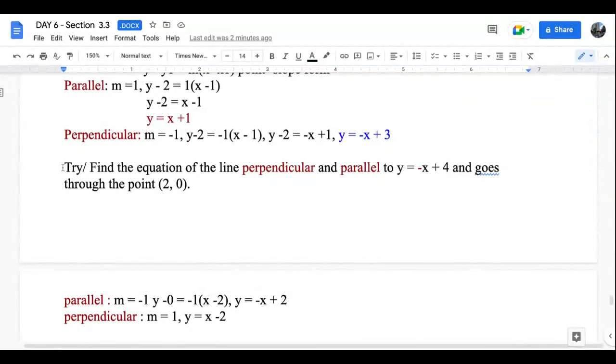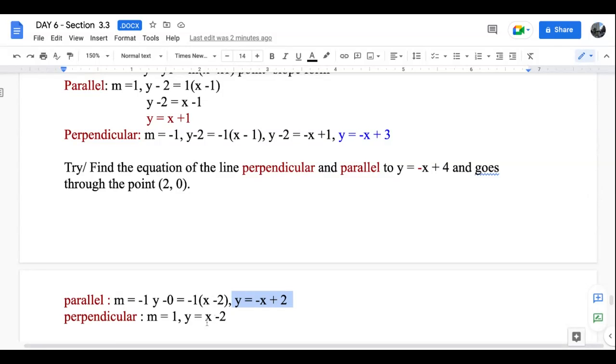Let's see this example. Find the equation of the line perpendicular and parallel to this one, y equals negative x plus 4, going through point (2, 0). So let's find the parallel one first. What is the slope? Slope is negative 1. So we get y minus 0 equals negative 1 times x minus 2. Simplify this, we get y equals negative x plus 2.